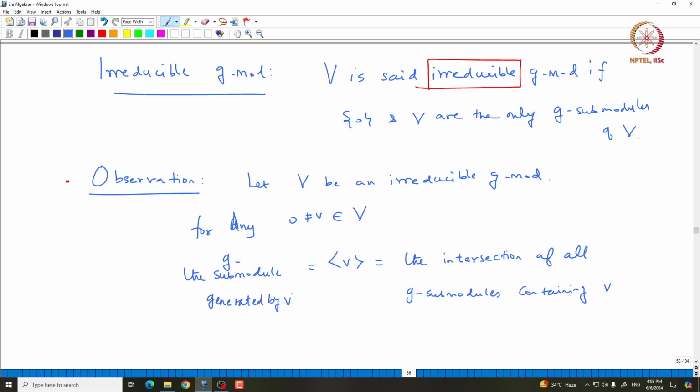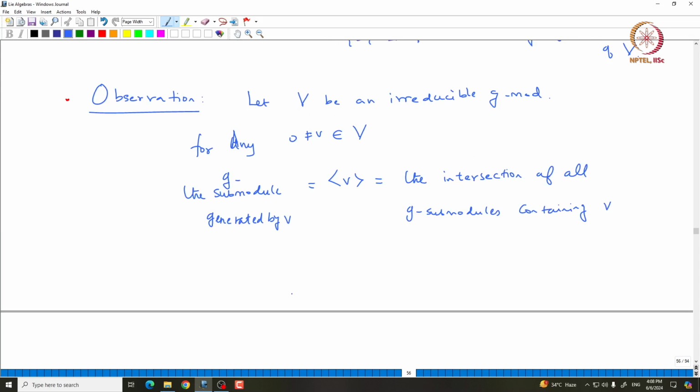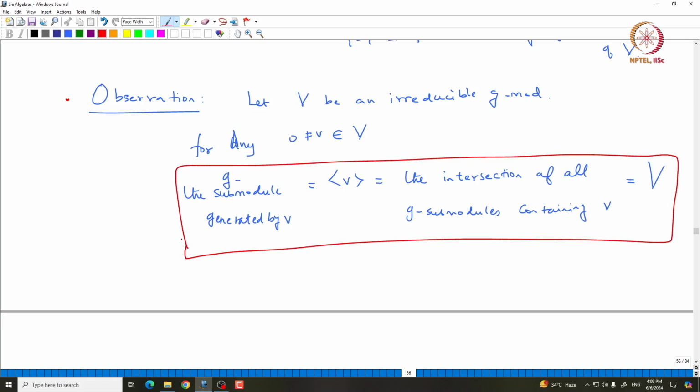One can easily see that because V is irreducible, there are no other submodules other than 0 and itself. Because V we picked is a non-zero element in capital V, that would imply that the submodule generated by V, that is the smallest module containing V, must be exactly capital V. So, this is a very important observation and this will be used again and again in this course.